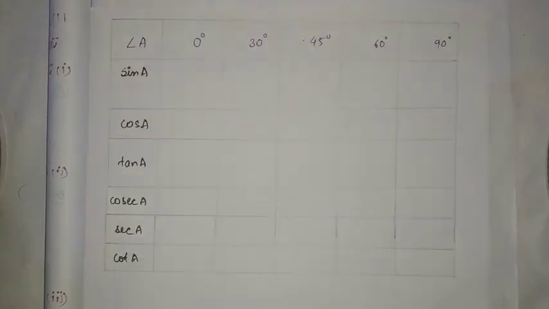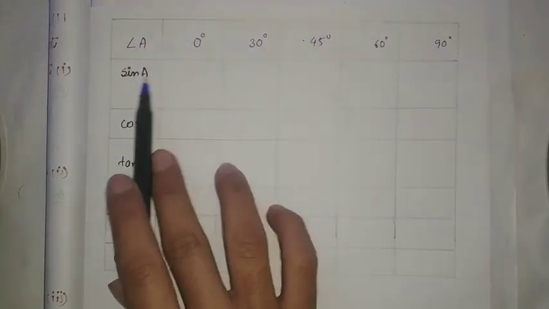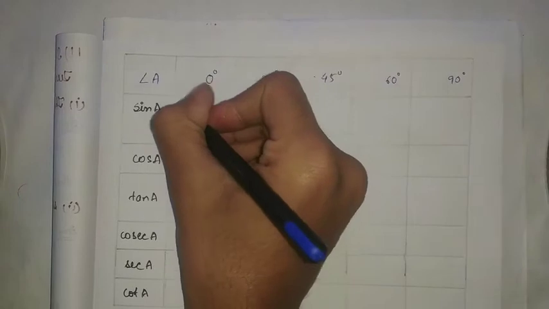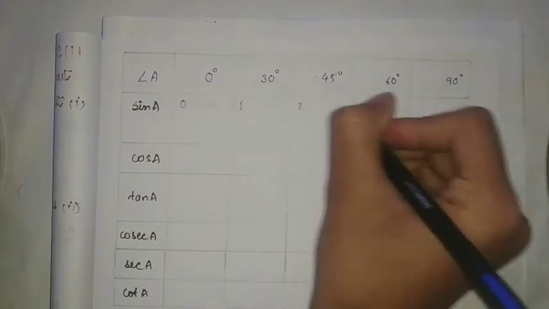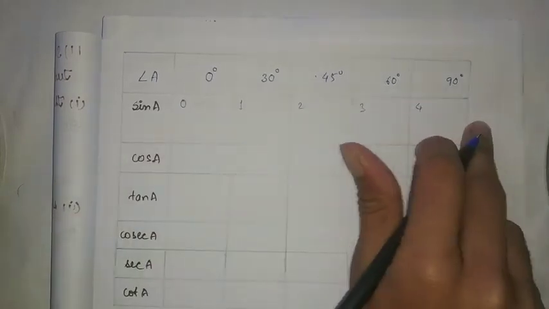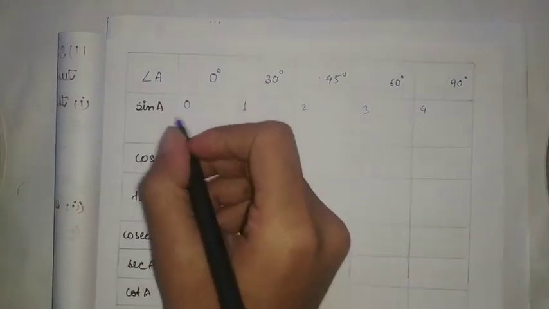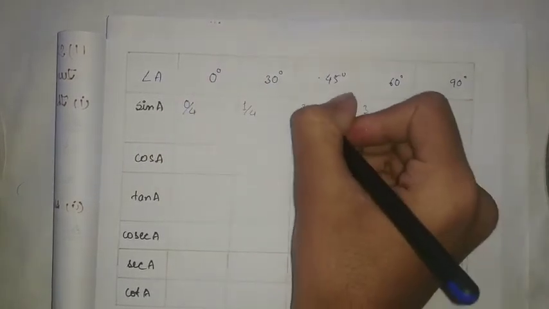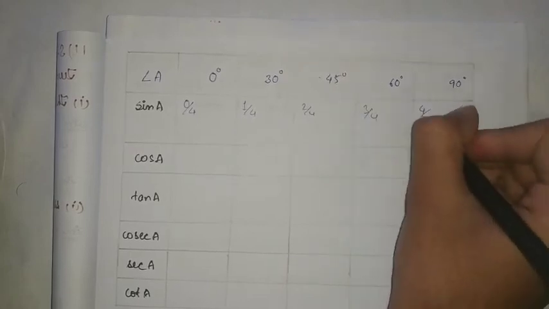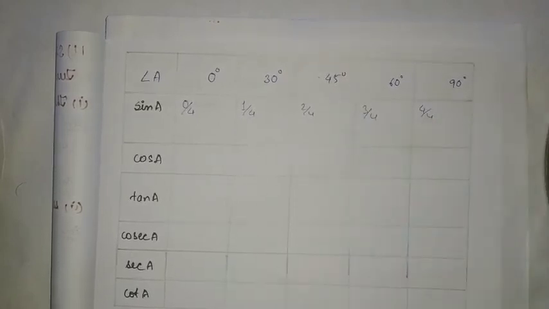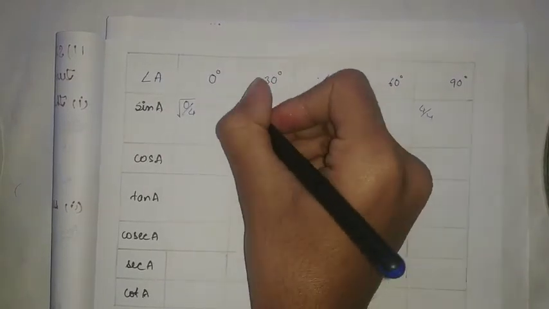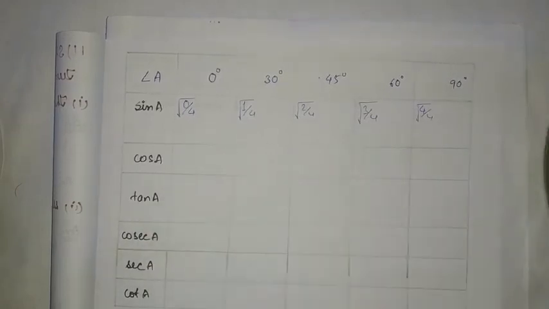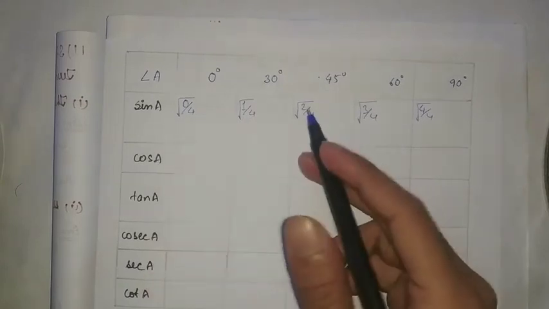So let's begin. For the first trigonometric ratio, that is sine A, we simply write the numbers 0, 1, 2, 3 and 4 column-wise, and then divide all the 5 numbers by 4. It is 0 by 4, 1 by 4, 2 by 4, 3 by 4 and 4 by 4. The next step is we take the square root, the positive square root, of each. Once we are done, we get the values.